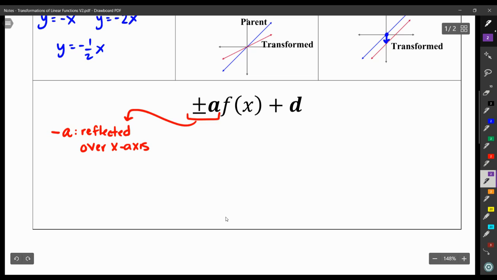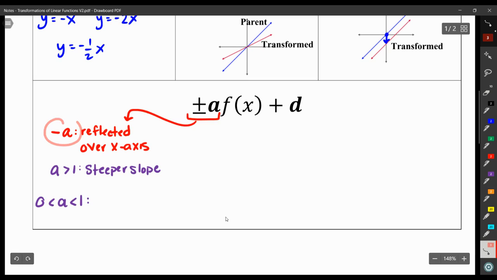Now, the a value itself, if a is greater than 1, that means you have a steeper slope. I have a greater slope than my parent. If my a is between 0 and 1, because remember, the negative has its own job. The negative does the reflection. So a half and a negative half are both less steep. You represent a less steep slope. So that's what a controls.